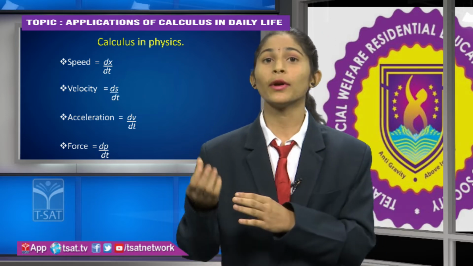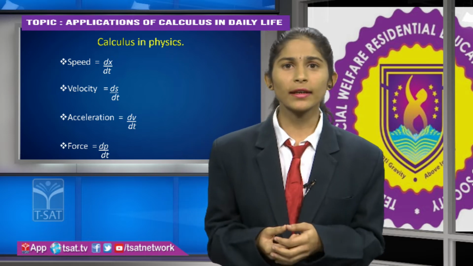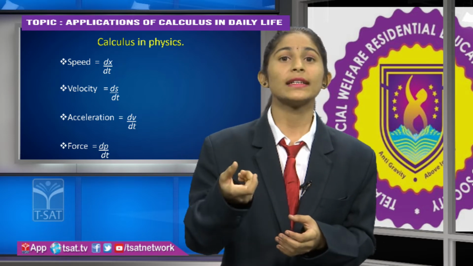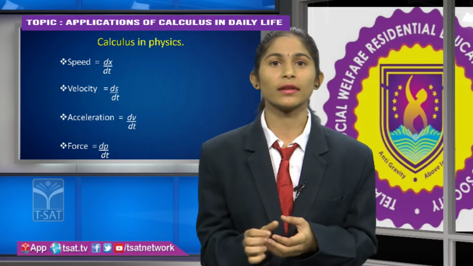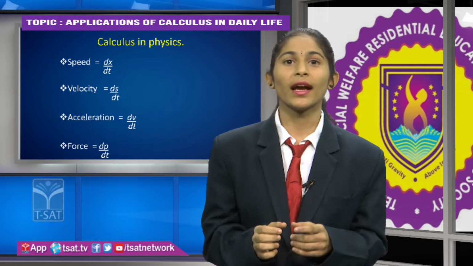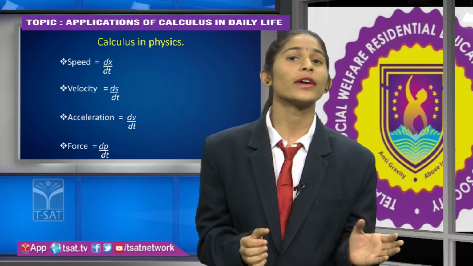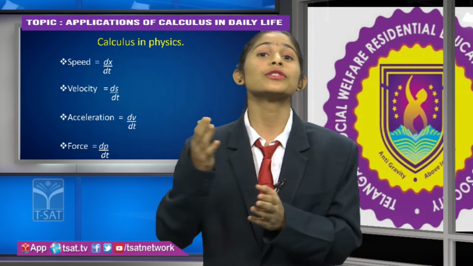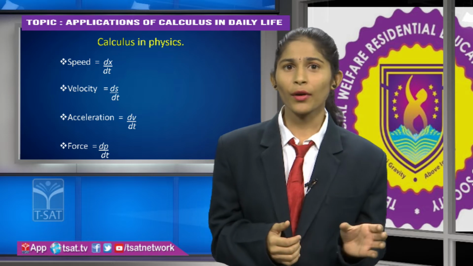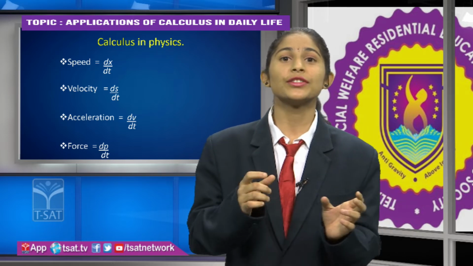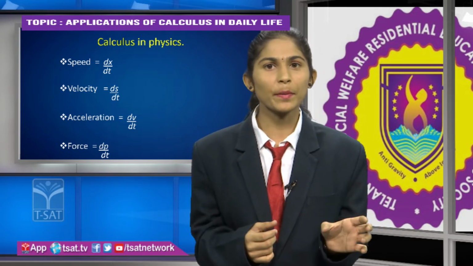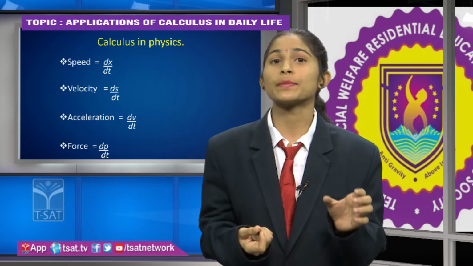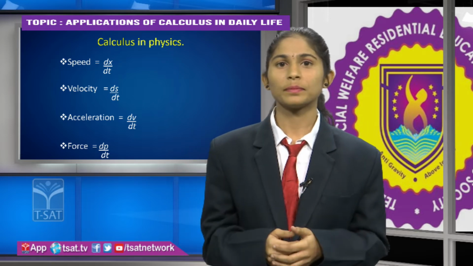Speed is equal to dx by dt. Here, x denotes the change in position. I told you that differential calculus is one quantity changing with respect to change in another quantity. So, we have defined here that speed is changing. Here speed means the change in displacement with respect to change in time.